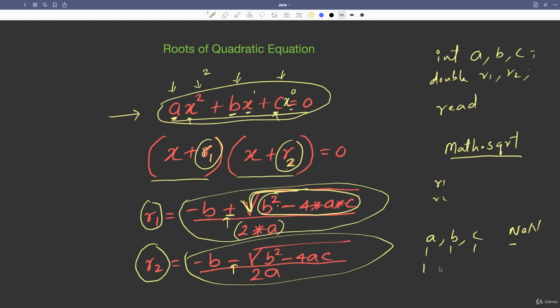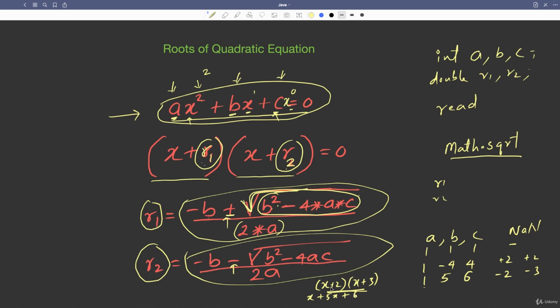If you give 1, minus 4 and 4, you get the roots as plus 2 and plus 2. If you give 1, 5 and 6, then the roots are minus 2 and minus 3. This means that if you multiply x plus 2 and x plus 3, then you get this quadratic equation: x square plus 5x plus 6. So this is the meaning.